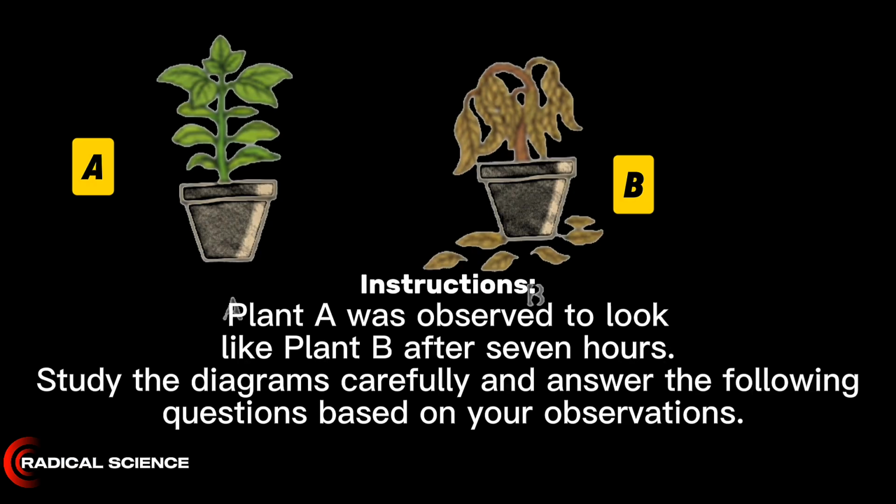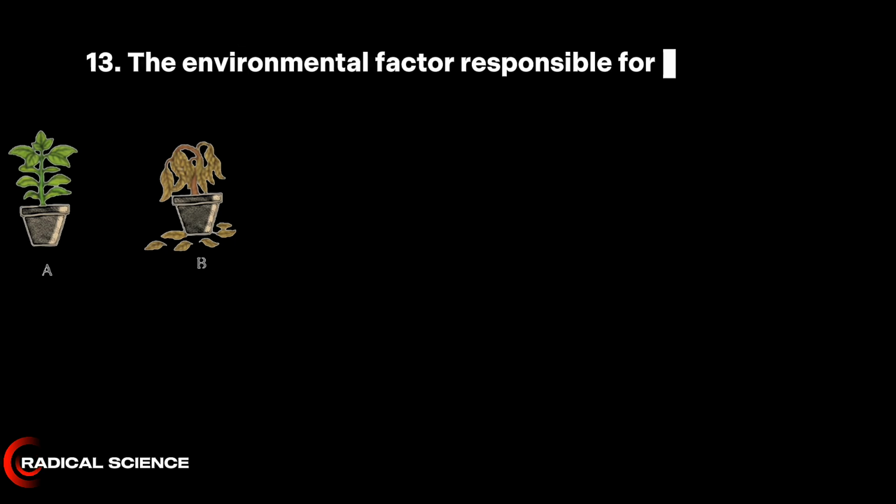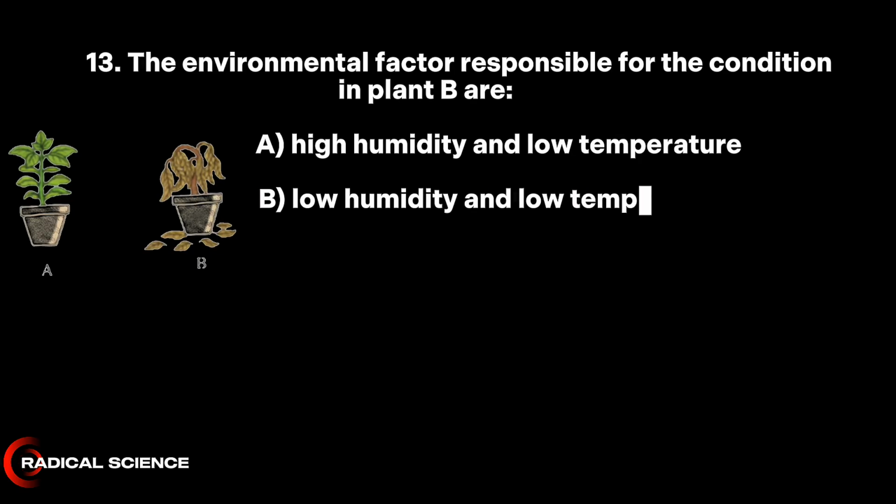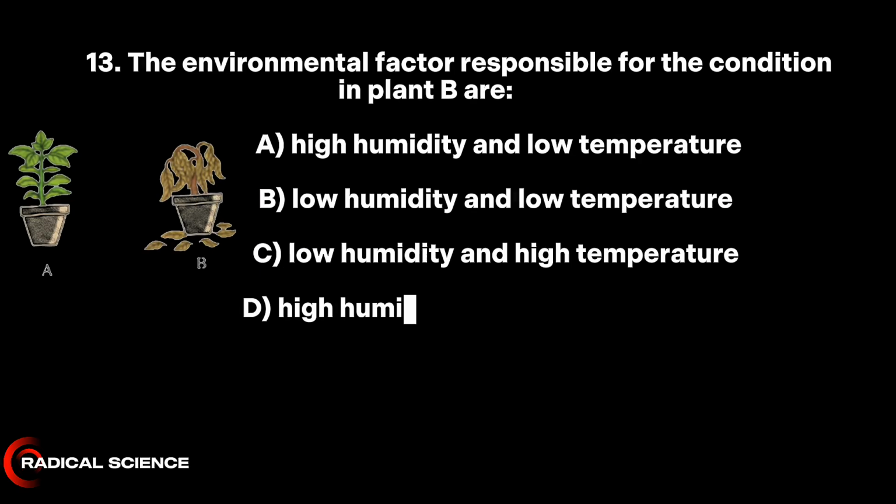Number 13. The environmental factors responsible for the condition in plant B are A. High humidity and low temperature, B. Low humidity and low temperature, C. Low humidity and high temperature, D. High humidity and high temperature. You just have to take your time, observe the options very well, and choose the correct answer.